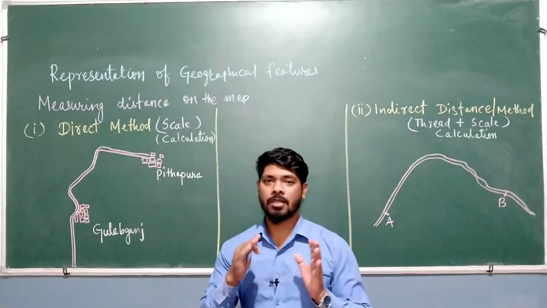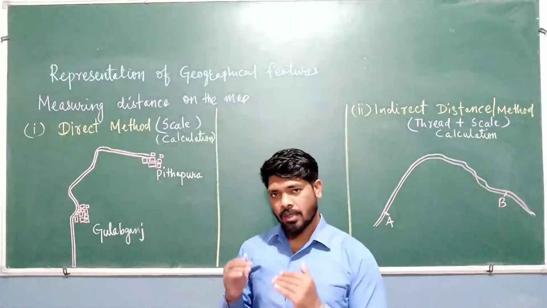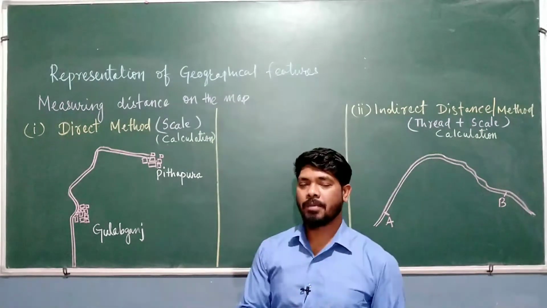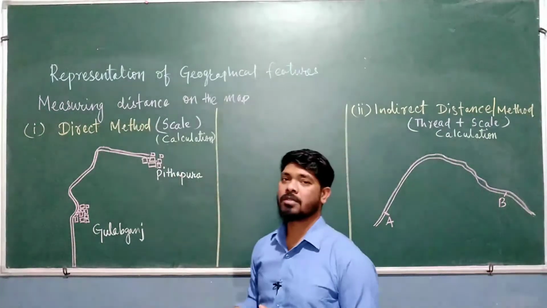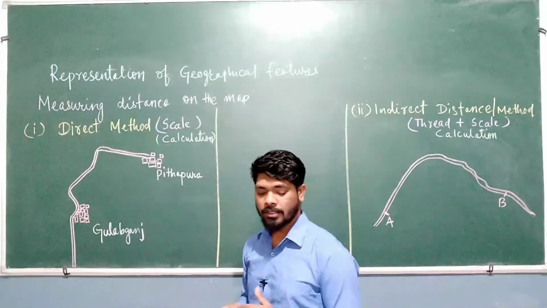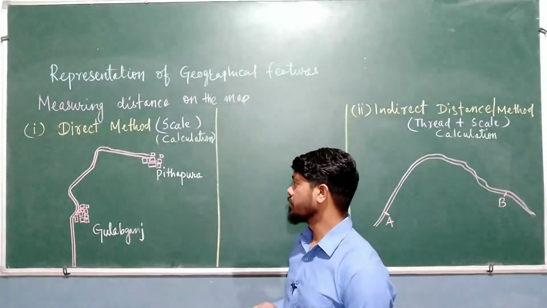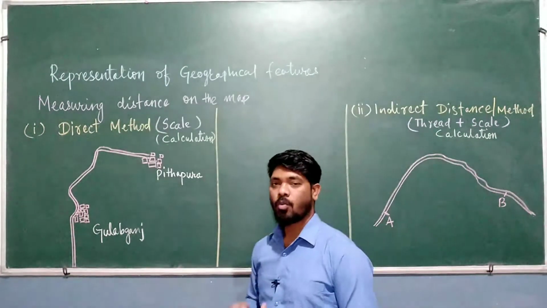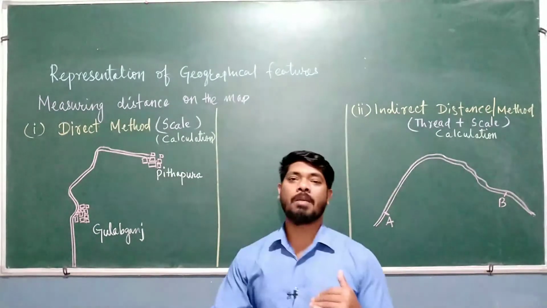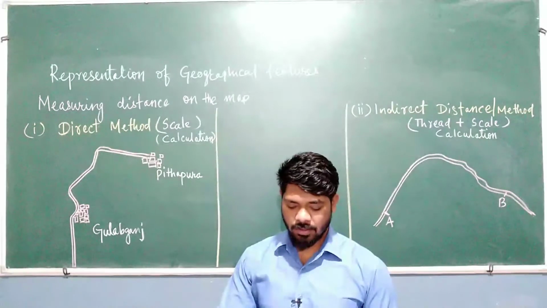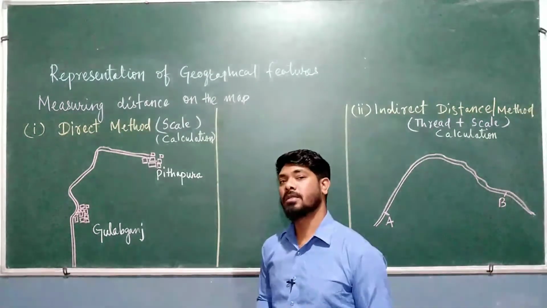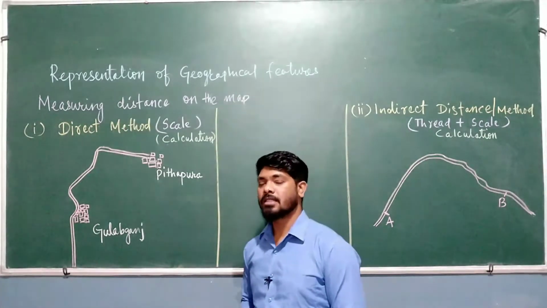The scale will be given on the map, but how do we calculate, by looking at the map and taking out the distance, what the actual distance on the ground is? In India we have the metric system. Metric system means 1 centimeter is equal to 2 kilometers, or 2 centimeters is equal to 1 kilometer. Distance is measured in kilometers, meters or centimeters.